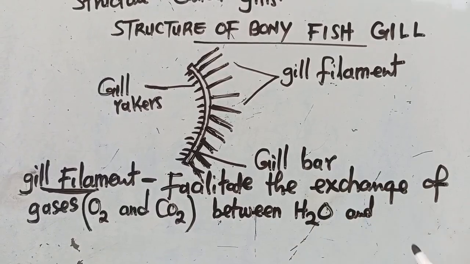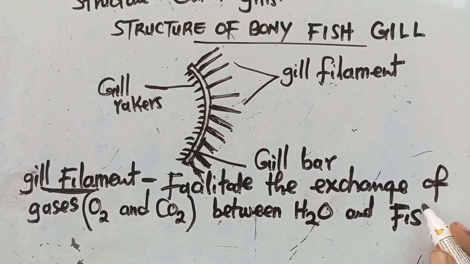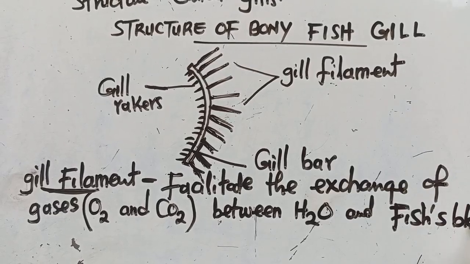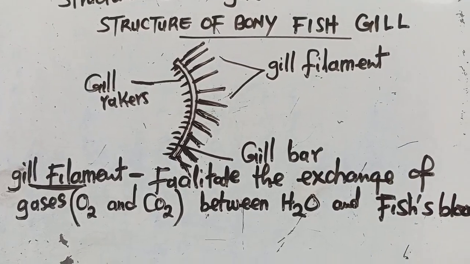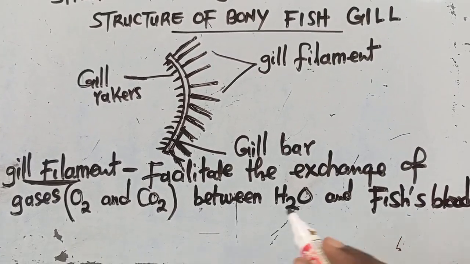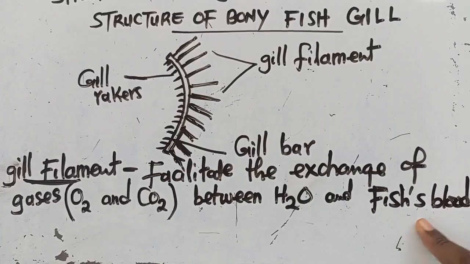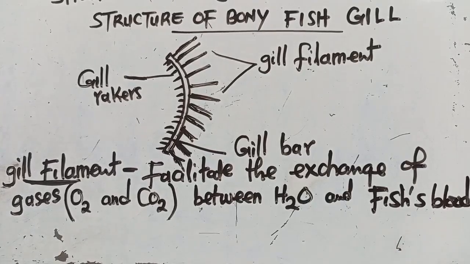Between the water and the fish blood. This is something that you are supposed to get. So if I ask what is the function of the Gill filament, you are supposed to tell me its function is just to facilitate the exchange of gases. The gases that we are talking about are these two, oxygen and carbon dioxide, between the water and the fish's blood. So this is something that you need to get.